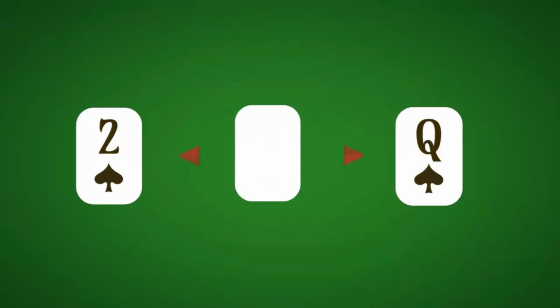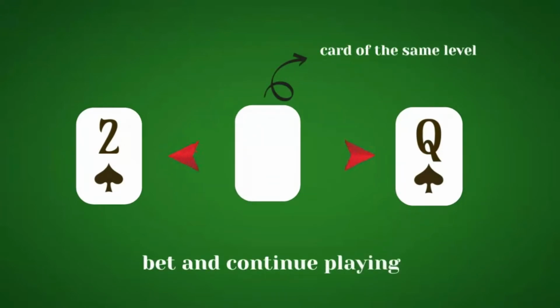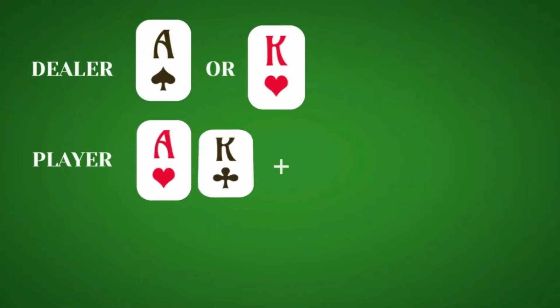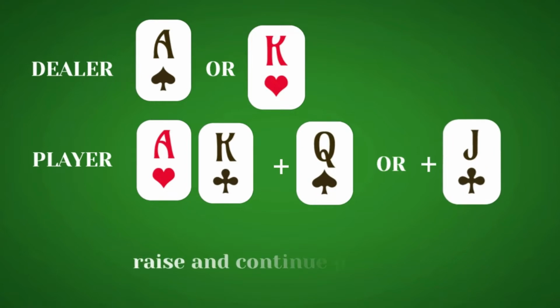If the dealer shows any card between 2 and Queen, and you have a card of the same rank in your hand, bet and continue playing. When the dealer shows an ace or a king, you should play if you also have Ace-King as well as Queen, Jack in your hand.